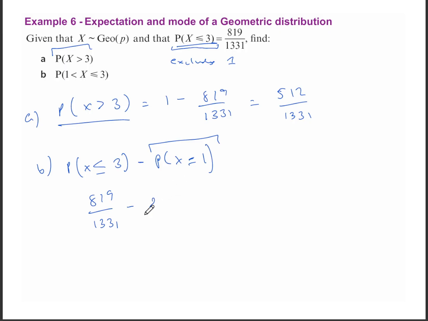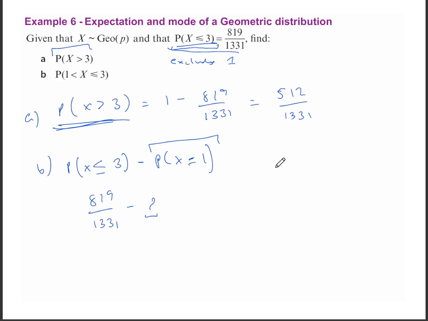But for that, we need to find the value of p. And the only information that we have been given is this, and we found this as well in part A. So we can use one of them to get the value of p. So suppose we use the answer we got in A, where we find the probability that the random variable x is greater than 3, which means the first 3 attempts are failures. The one after the 3rd attempt is a success.